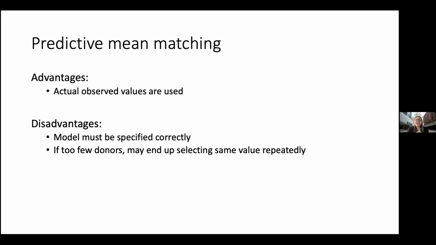So an advantage of this is that it gets around that problem with the regression imputation, where you can get illogical values, and instead you end up using an actual observed value. So that makes it a little bit better, right? Disadvantages are that again it's a regression model. We have to specify our model correctly, and you can end up with too few donors sometimes, either because you don't have enough observed data, or if it's a one-to-one match. And in the case of too few donors, you end up selecting them repeatedly, and that can impact your variance.